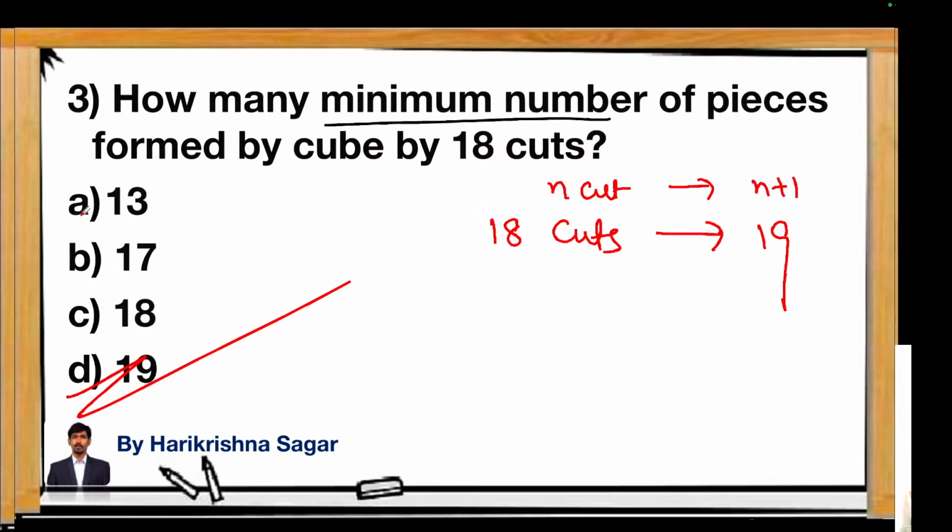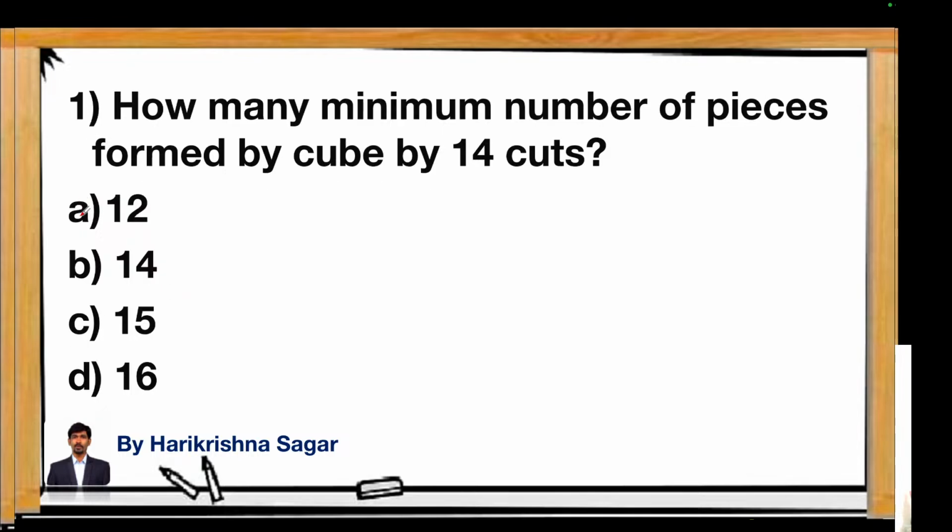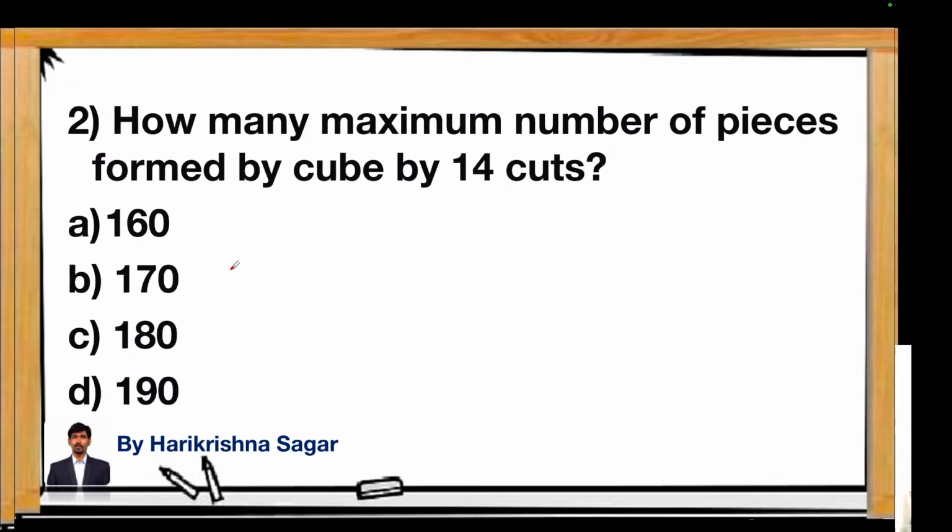And the same thing, if it is not 18 and you have any other number, say for example 14 cuts, what is the minimum pieces? Mark the answer 15. But for 14 cuts, what is the maximum number of pieces? Now if you want to distribute, it is not going to be distributed equally to all the 3, so it will not be a multiple of 3. So how can we distribute in this case?